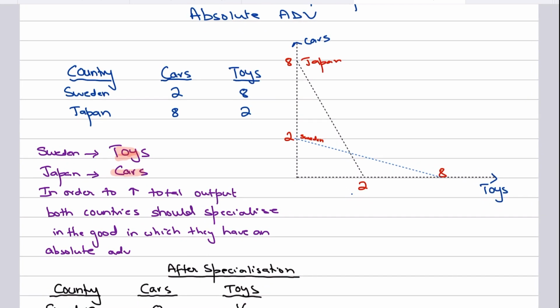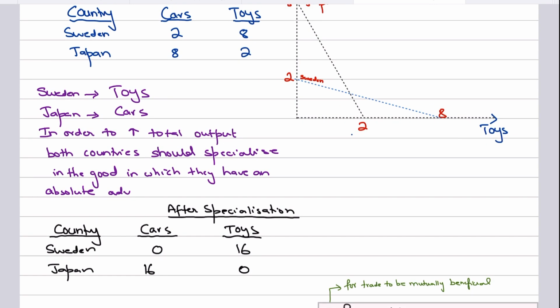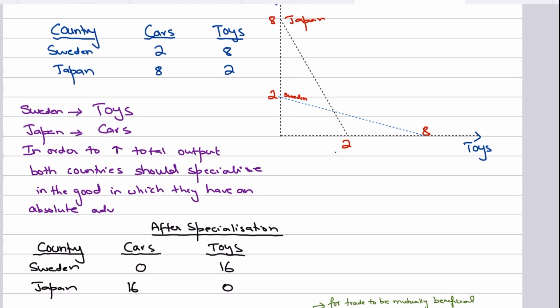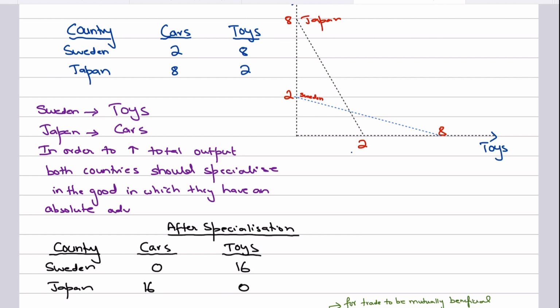Now, obviously, in order to increase the total output for both these countries, both countries should specialize in the goods in which they have an absolute advantage, and that's exactly what Adam Smith said, right? So let's see what happens after specialization. After specialization, we can see that Sweden has doubled its production of toys, since all resources are used to produce toys now. When you specialize in something, you will double your output.